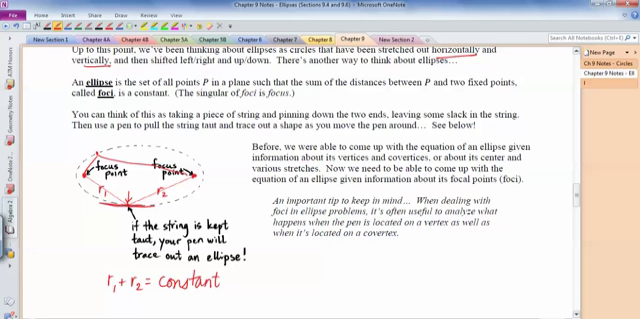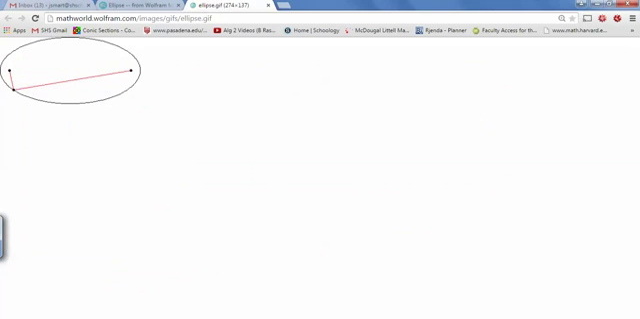And to kind of show you how it works, I found this image online. And there you go. You can kind of see that would be the pen moving around. And the string is a fixed length with the ends stuck on those things called focus points, or foci is the plural. Okay? So that's another way of thinking about an ellipse.